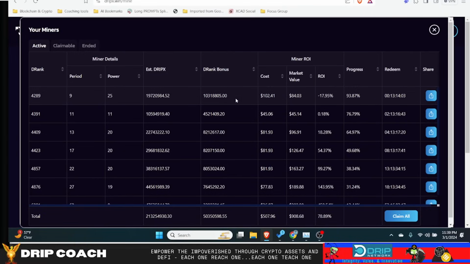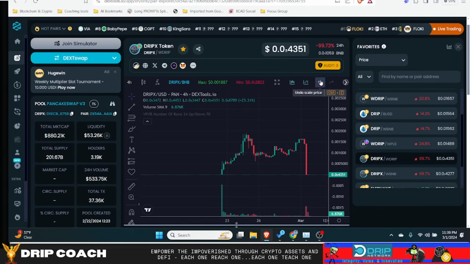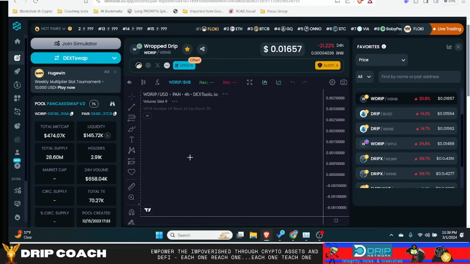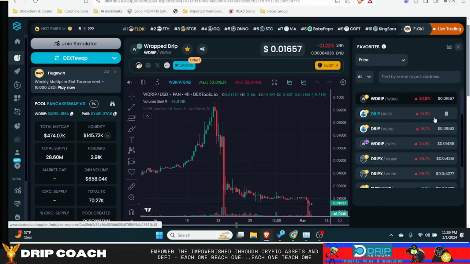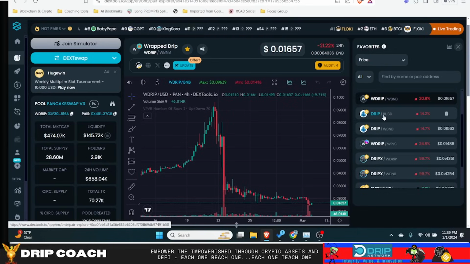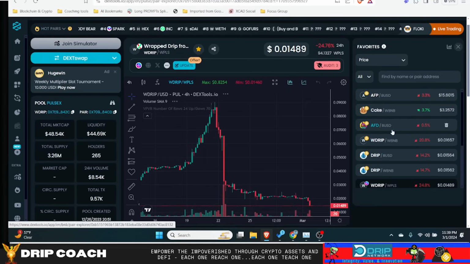Well, when they sell into it, they have DripX, and then they were given wrap drip. Well, wrap drip has no value inherently. Yes, there are pools. I showed you that yesterday, but they're not a lot in those pools. The biggest liquidity pools are in drip. So initially, the early ones sold into the wrap drip pool and probably went out either in wrap BNB or even all the way to Pulse, because Pulse had a dip as well.